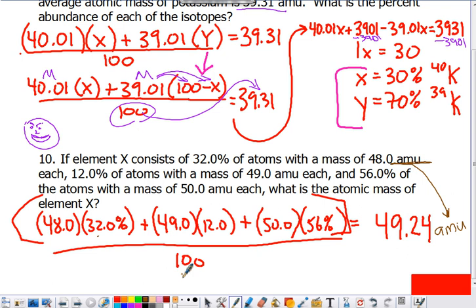You could, if you were Johnny in the back. Johnny in the back could do 48 times 0.32, 49 times 0.12, 50 times 0.56, and add them up. And then he doesn't have to divide by 100 because he already has. But if you're going to divide by 100, leave these as their whole number selves, not their decimal selves.